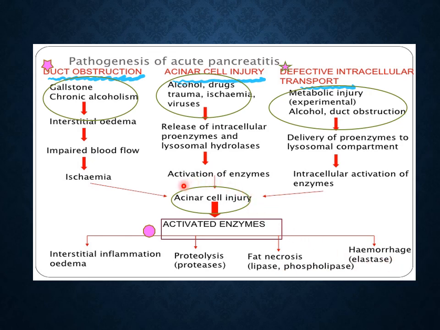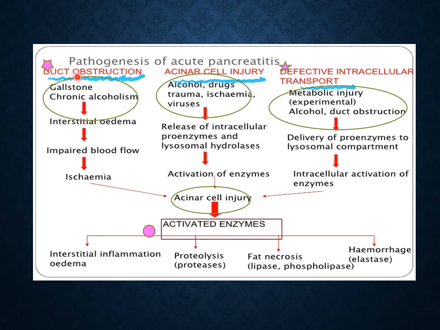What causes this acinar injury? A number of factors can be attributed to the acinar injury. One is direct injury of these acinar cells, such as by alcohol, drugs, trauma, and ischemia, in patients with generalized ischemia and certain viruses, which I mentioned earlier. This causes direct injury to the cell, and that releases the activated enzymes.